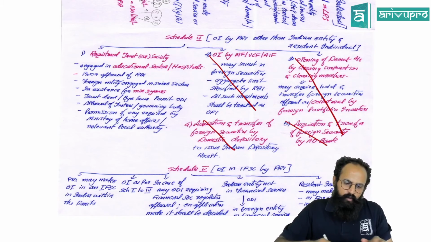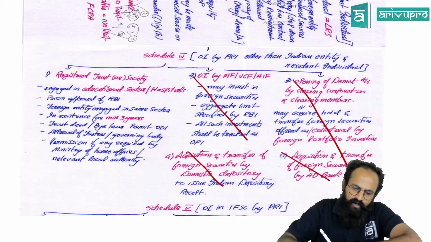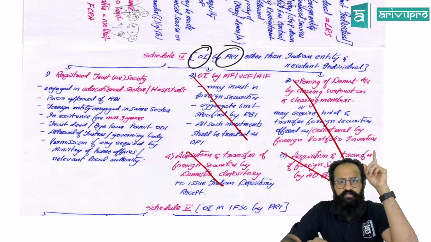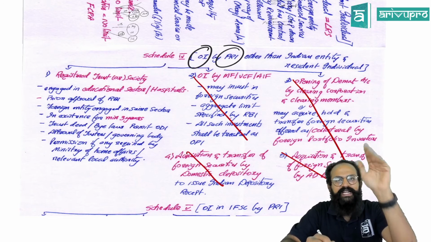Yes, people. Okay, now what are we seeing, people? Sir, if at all now ODI is made, your overseas investment is made again by a person resident in India. Now the first one we saw was Indian entity. Schedule 2 talks about that, Schedule 3 talks about individuals.